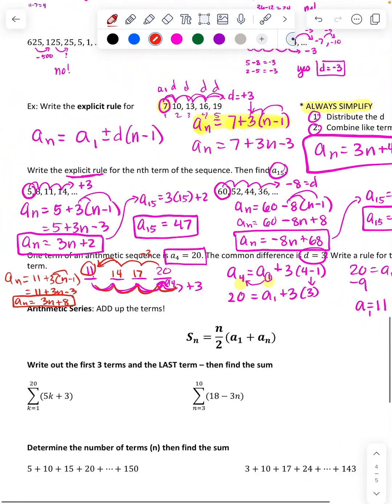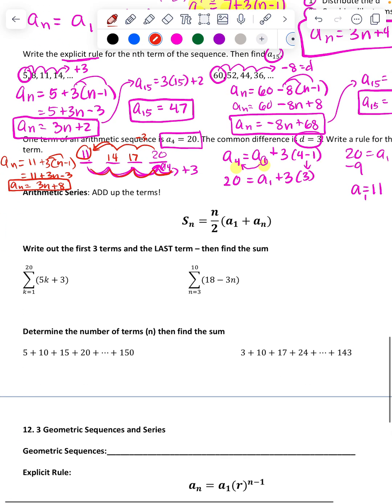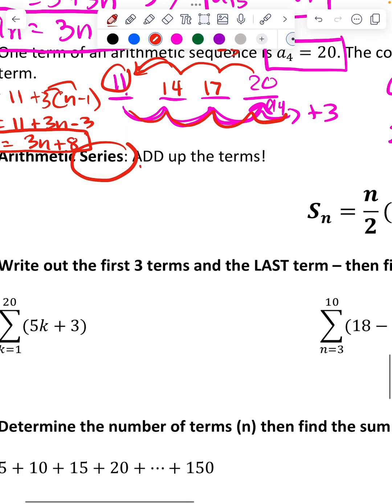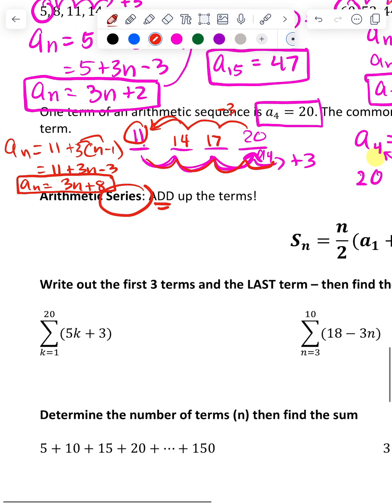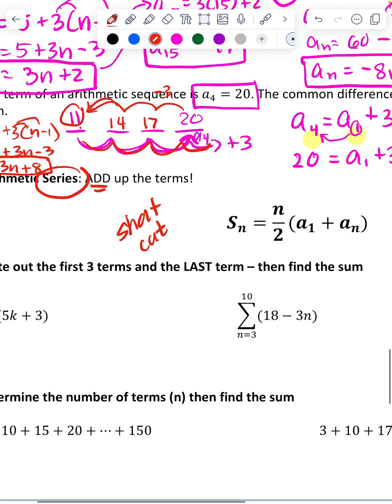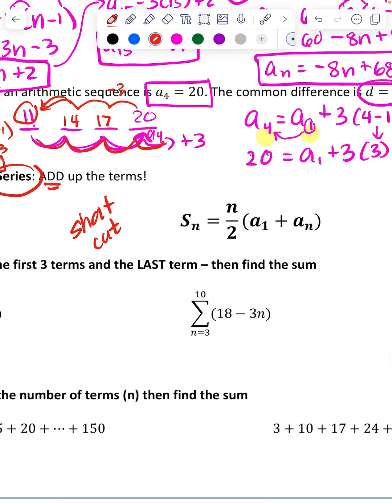So that is just for arithmetic. It's like a little formula we can use only when there's a common difference. So yesterday we did listing and adding. Today we're going to do the same thing. When you go and do an arithmetic series, it means you're going to add up the terms. Yesterday we used sigma. This is going to be a shortcut. Remember how you had to find all the terms and then add them together? This is going to be a shortcut, but only if it's an arithmetic problem to begin with.